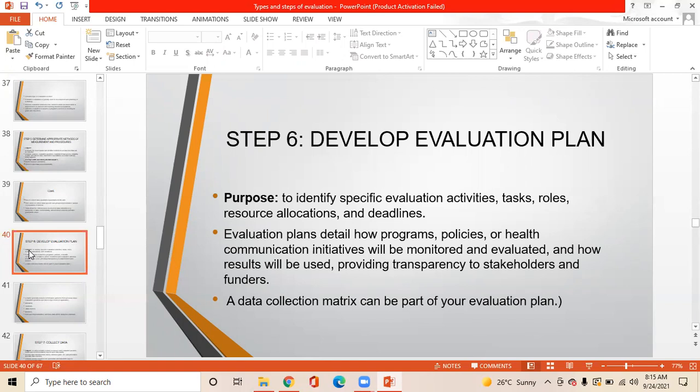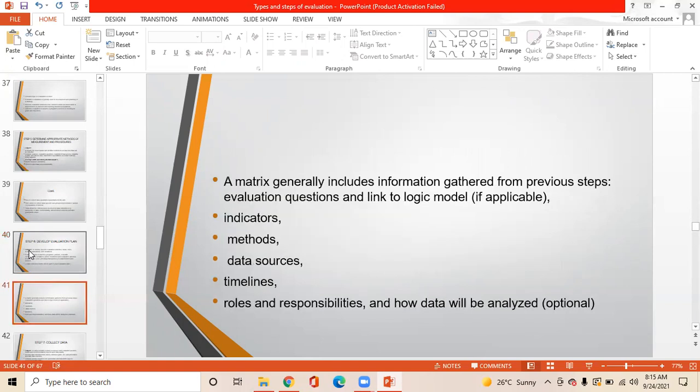A data collection matrix can be part of your evaluation plan. A matrix generally includes information that is gathered from previous steps, evaluation questions, and links to logic models if applicable. This includes indicators, methods, data sources, timelines, roles and responsibilities, and how data will be analyzed. That may be an optional step.